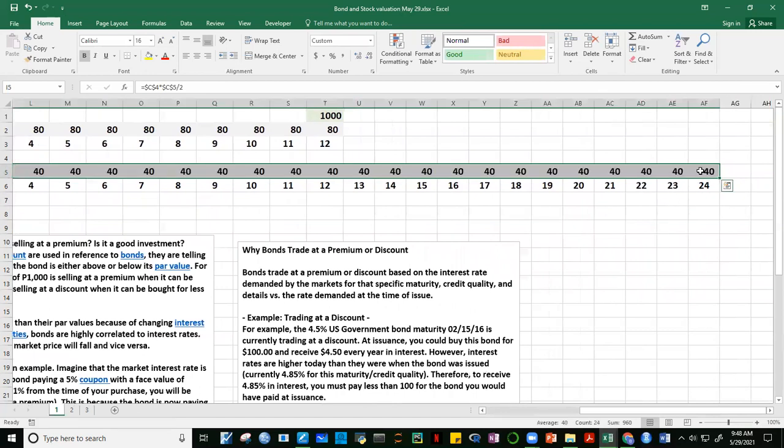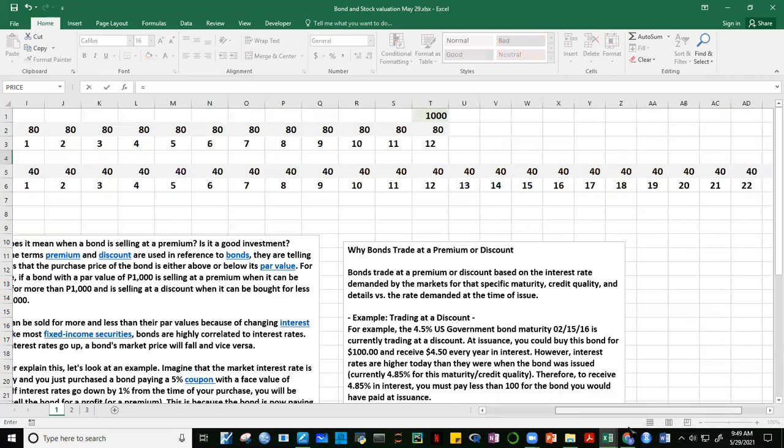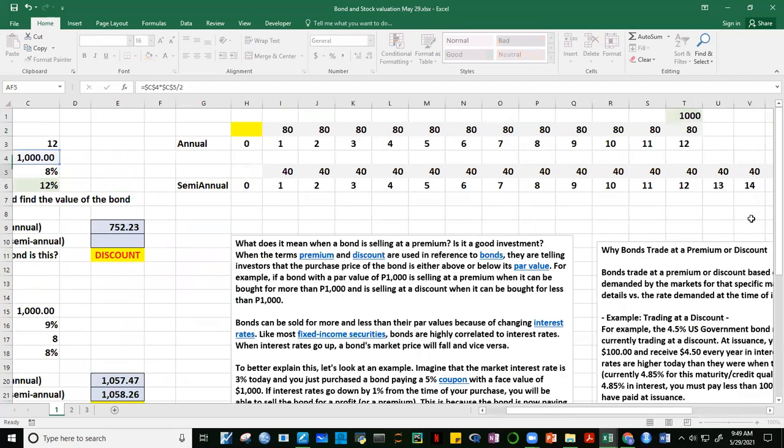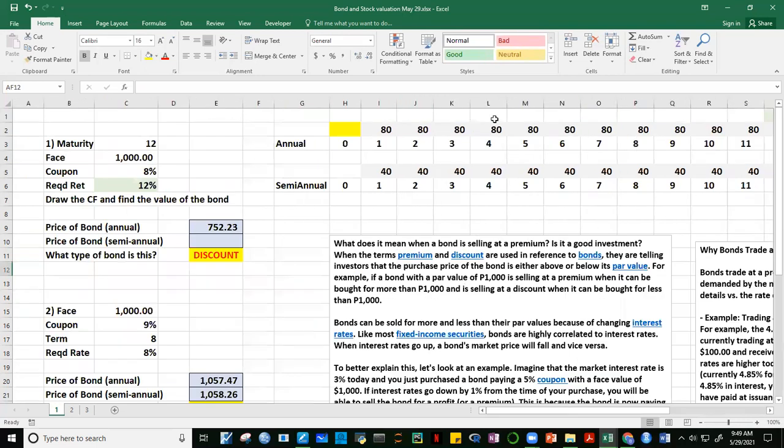Okay, so take note of this. The difference between this cash flow and the other one, the annual, is that this is for 12 periods, while this is for 24 periods because it's semi-annual. And at the end, we still get the face value amount of 1,000. Okay, so this is annual, and this is semi-annual. Okay, so let's compute for the semi-annual.